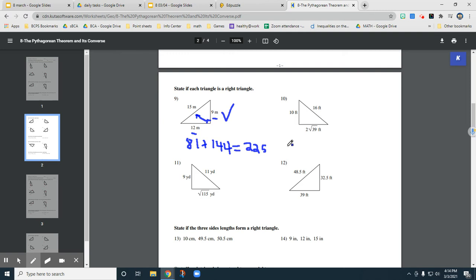Let's take a look at number 10. Same rules apply. We have to find the longest side. We have to find the side opposite the right angle. Here's our hypotenuse. So we do 10 squared plus, this one's a little bit more challenging to square, but it's okay. We can do it. 2 squared is 4. The square root of 39 squared is 39.